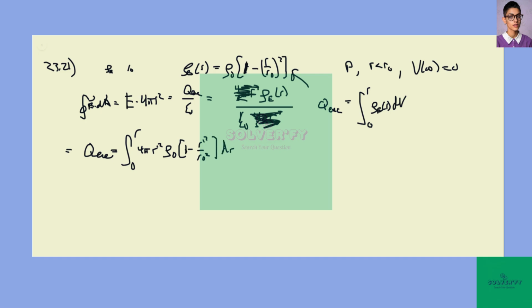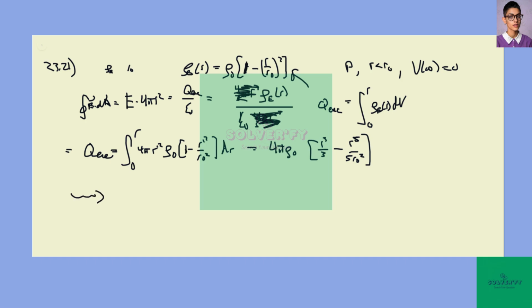Okay, so let's solve this. We have 4 pi rho naught, and now the r squared on the first term becomes r cubed over 3, and then we subtract off r to the fourth times r squared, so this is r to the 5 over 5 r naught squared. So this is what our charge enclosed is.